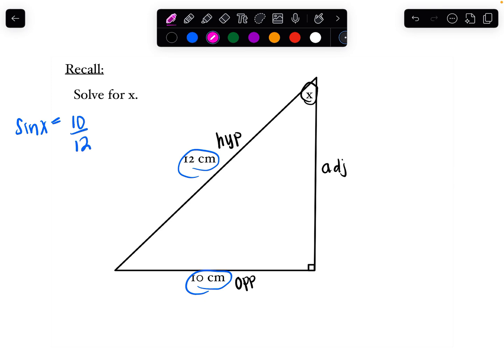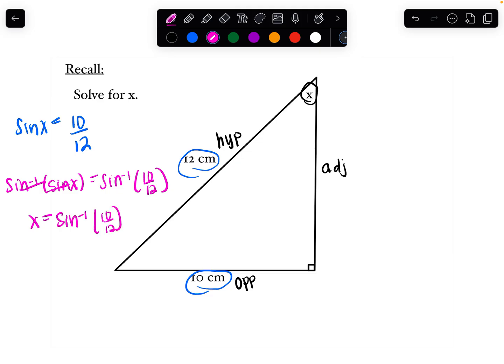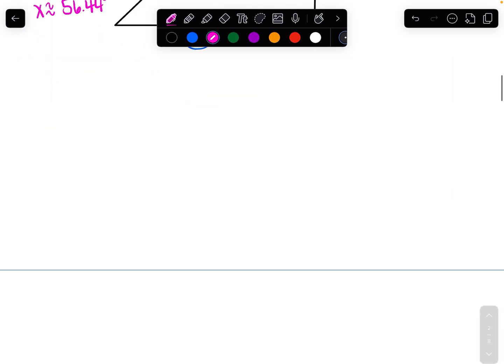And remember, to undo that sine, we use inverse sine. So inverse sine of sine x equals inverse sine of 10/12. And if I put inverse sine of 10/12 into my calculator, make sure that your calculator is in degrees and not radians. And we would end up that our angle is approximately 56.44 degrees. So recall that's how we solve for an angle.